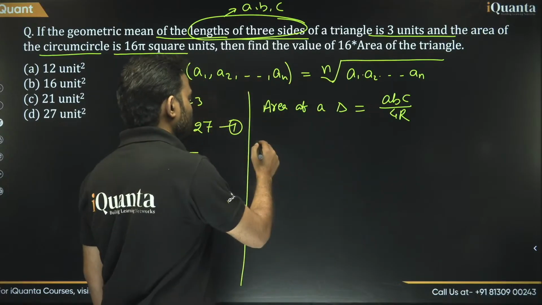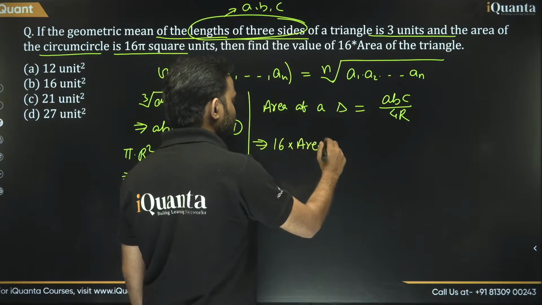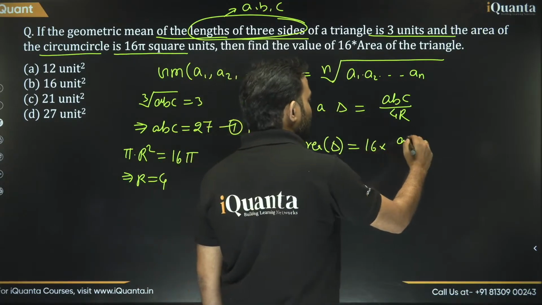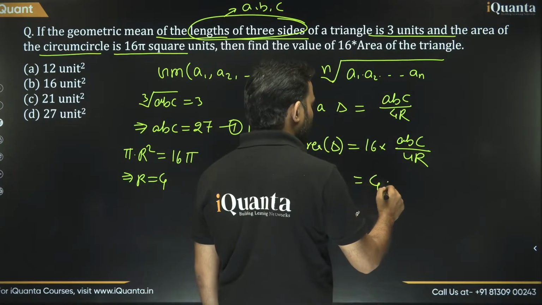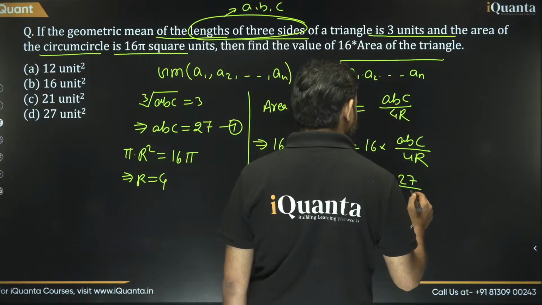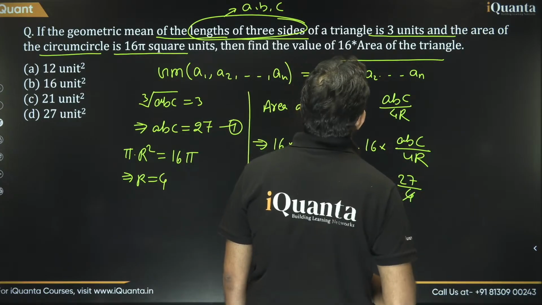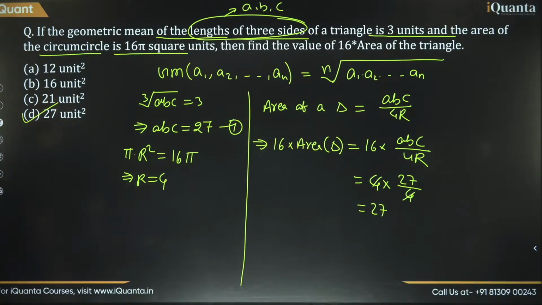So if I want to find 16 times the area of the triangle, we need to find 16 times ABC divided by 4R, which will be equal to 4 times ABC, which is 27, upon R, which is equal to 4. So this cancels out and we are getting 27 unit square, which is option D.